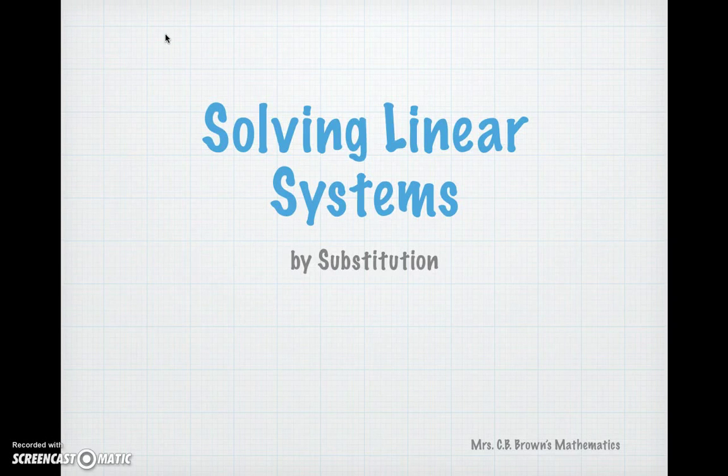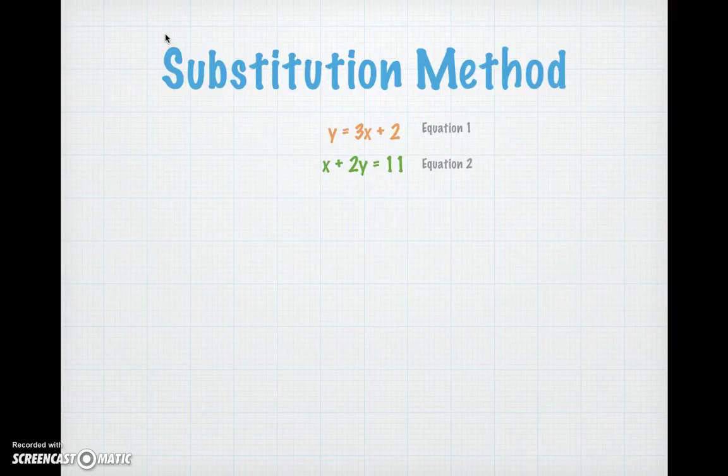Hello, my little mathematicians. This is Mrs. Brown, and today we're going to go over solving linear systems by substitution. We've already gone over how to solve linear systems through graphing, so I'll expect you to know what a linear system is. And just as a reminder, the solution of a linear system is the point where both lines intersect. So today we're going to see how to solve it algebraically through substitution.